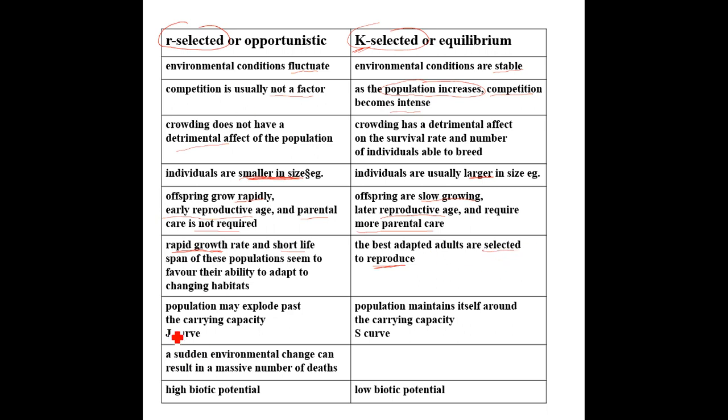The R-selected goes along with the J-curve. K-selected goes along with the S-curve. We already saw with the J-curve that if we have a sudden change in environmental conditions, we can get a massive die-off. And yeah, this really does have to do with the biotic potential. So R-selected, they have a huge biotic potential. They can increase their numbers really, really rapidly when conditions are favorable. And for the K-selected, a much lower biotic potential.